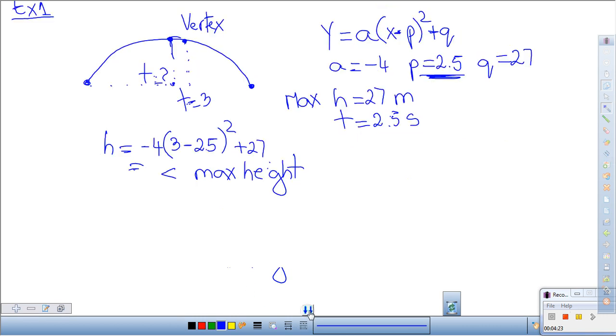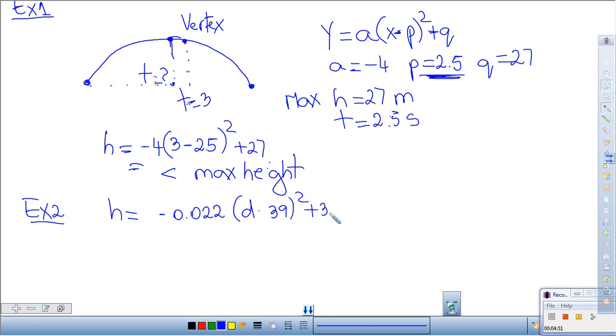Now, let's take a look at that second problem. The second problem was telling me that a bridge is modeled by an equation. So, for example 2, I'm going to rewrite. A bridge is modeled by an equation h equals -0.022 times (d minus 39) squared plus 34.